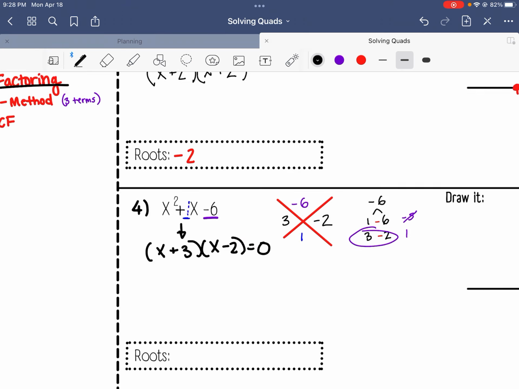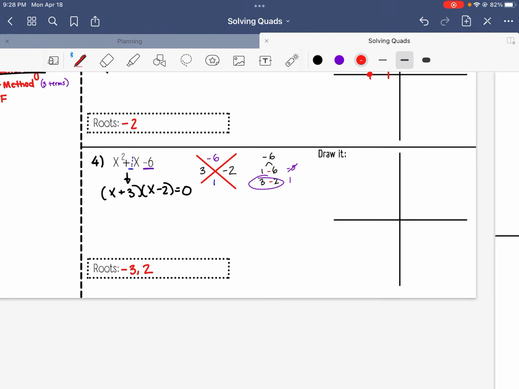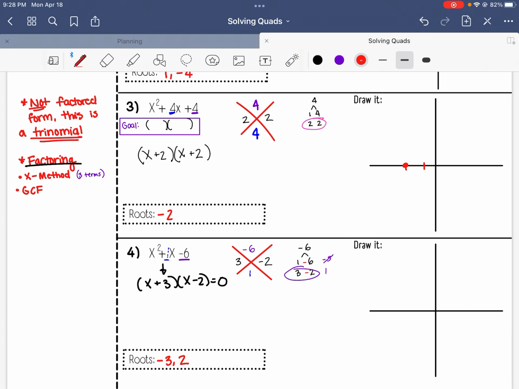and x minus 2. Now I'm trying to figure out what makes this equal to 0. You can use algebra or you can just use our little cheat sheet. This is plus 3, so that means that one of my answers has to be negative 3. This is negative 2, so that means that my other answer has to be a positive 2. So if I were to draw this out, 1, 2, there's my first one. Negative 1, negative 2, negative 3, and there's my second one.